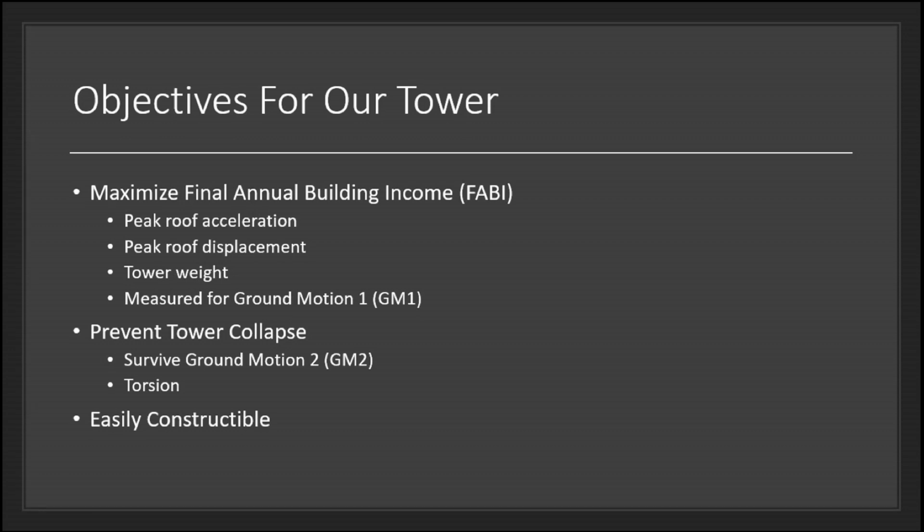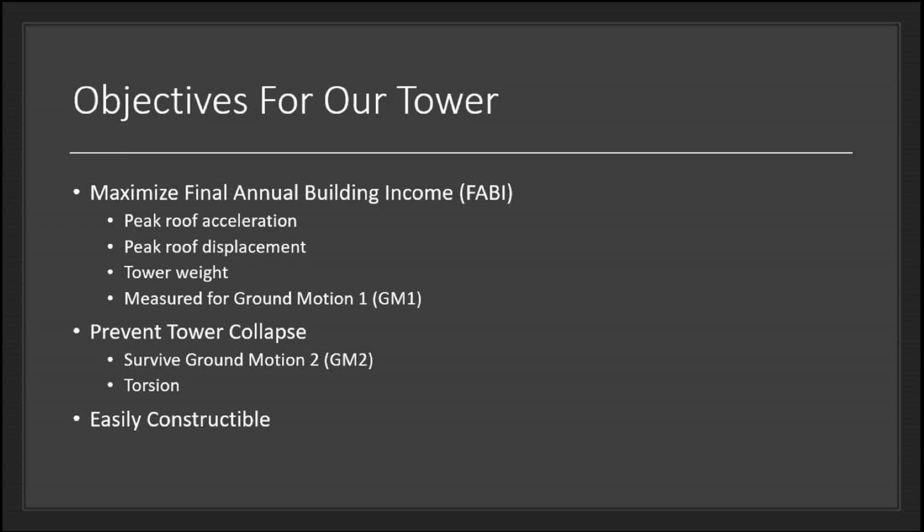So before we're able to design our tower, we have to know what objectives we're trying to meet with the tower that we build. So the first thing we want to do is maximize our final annual building income, which is a score that's given for the competition. And it's a function of a number of parameters, with the main ones that we're interested in being the peak roof acceleration, peak roof displacement, and tower weight. And the acceleration and displacement values are measured for the first ground motion, which we call GM1. And this is the low intensity ground motion, whereas GM2 is the more high intensity ground motion for the competition.